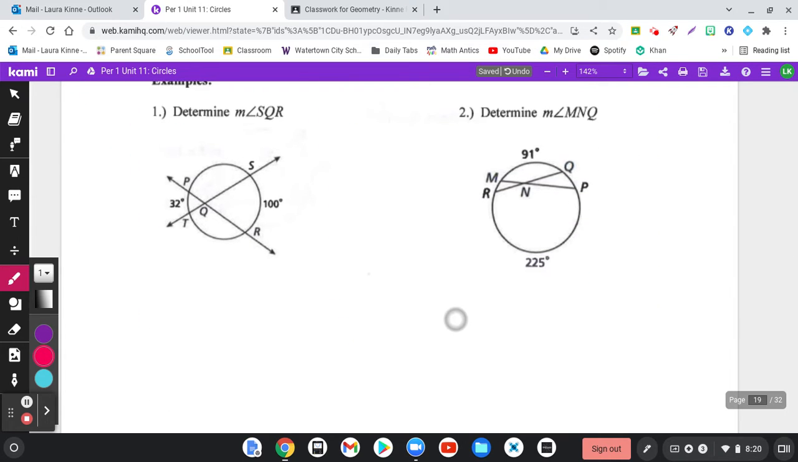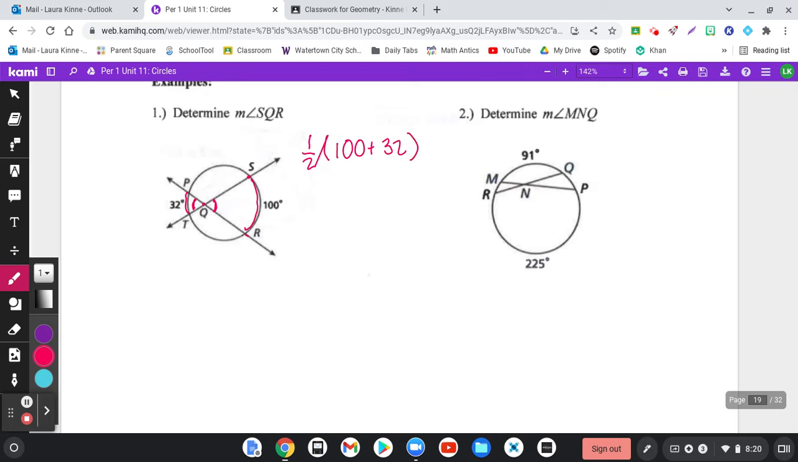So it says, determine the measure of SQR. S to Q to R, so this angle right here. These are the same because they're vertical. So basically you're going to take the average of the two arcs that they form. So the angle is going to be equal to 1/2 of 100 plus 32. Half of 132 is going to give us an angle of 66 degrees.